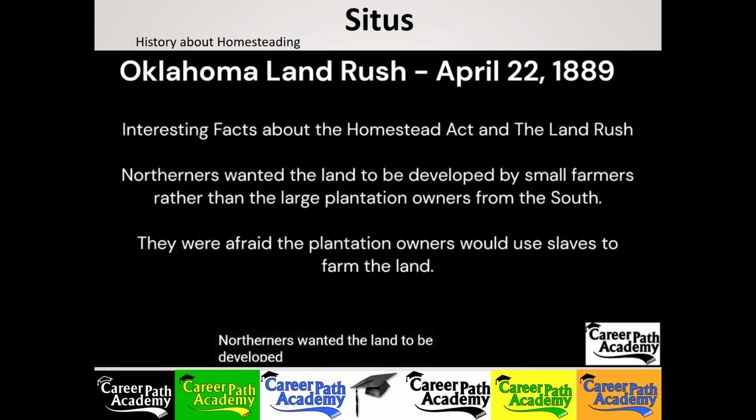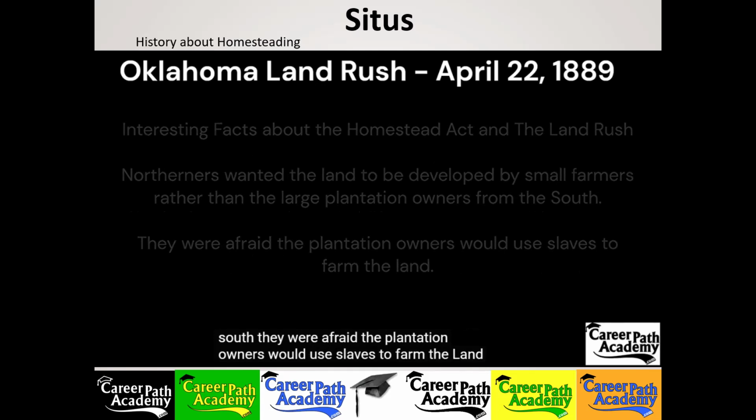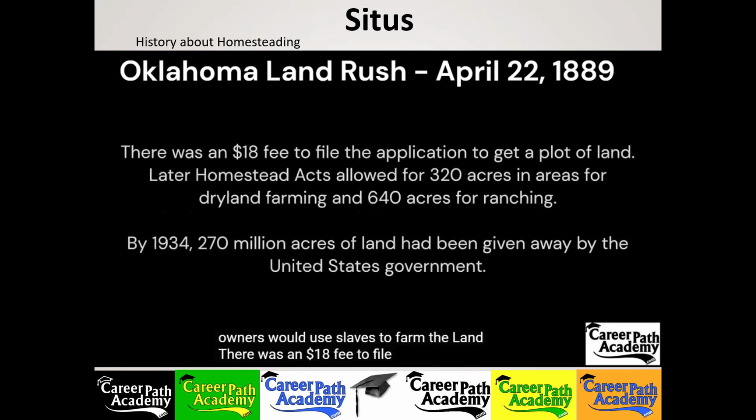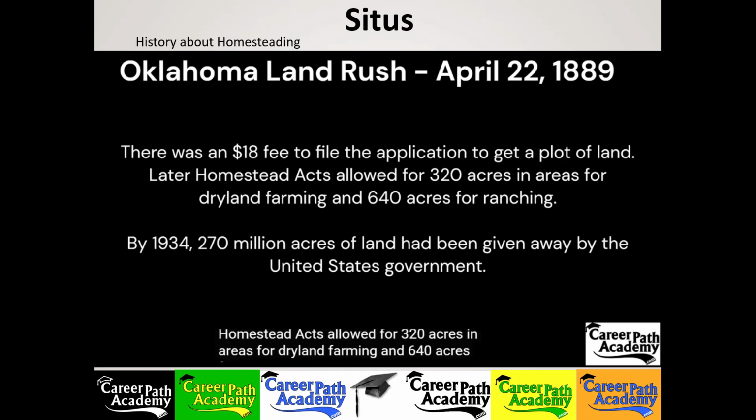Northerners wanted the land to be developed by small farmers rather than the large plantation owners from the South. They were afraid the plantation owners would use slaves to farm the land. There was an $18 fee to file the application to get a plot of land. Later Homestead Acts allowed for 320 acres in areas for dry land farming and 640 acres for ranching.